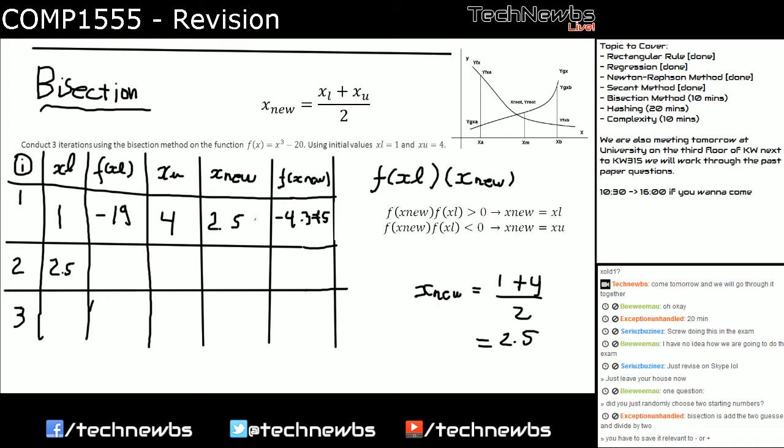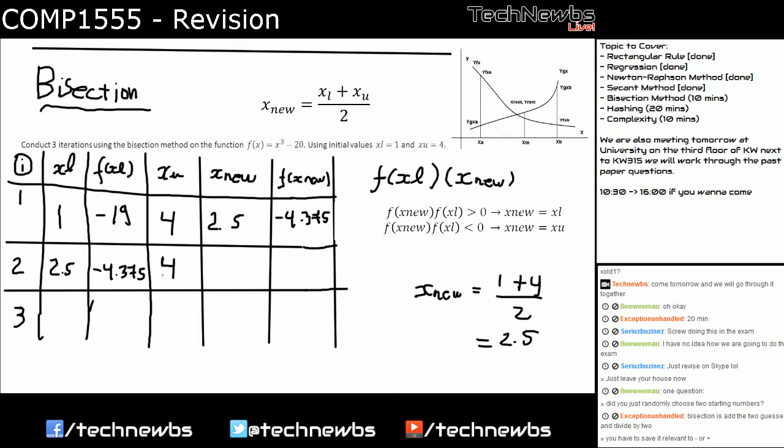Okay, so if they're greater than 0, then x new is xl. If they're less than 0, x new is xu. So xu will stay the same, and we have worked out the function of xl over here because it's the same value. So it's minus 4.375, and now we've got to find the x new based on the new brackets.